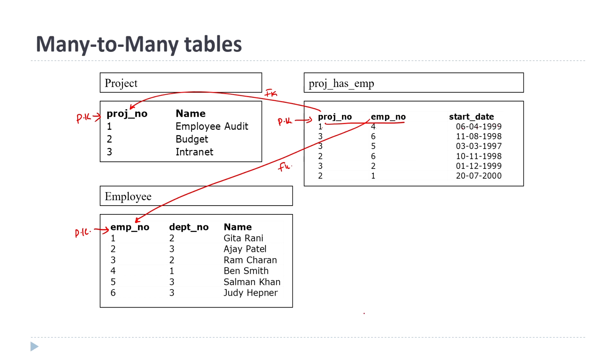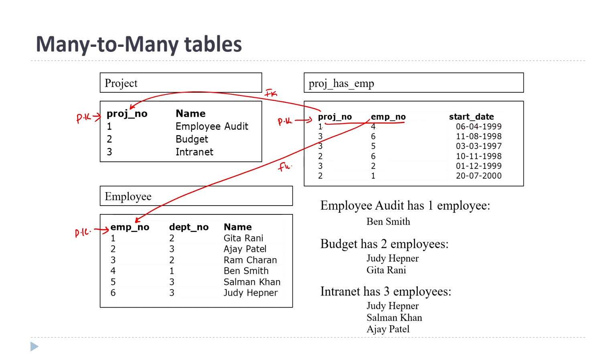So, if you look into this, we can say that the employee audit has one employee, that is Ben Smith. We are able to connect them using this. If you take project number 3, which is intranet, employee number 6 is working on it, and 6 is Judy Hepner. So, you can see the intranet project has Judy Hepner, then 3 has 5, employee number 5 is Salman Khan, that is also there. Then project number 3, which is again intranet, has employee number 2, Ajay Patel.